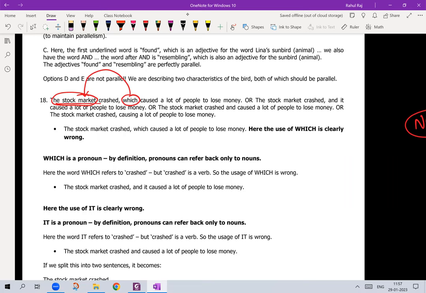So who can go to anywhere? Who, it? There's only one rule for which: if which goes back to a pronoun, there should be no verb in between. Which as a pronoun goes back to a noun, and there should be no verb in between. Other pronouns, you leave it, it will go 100%.